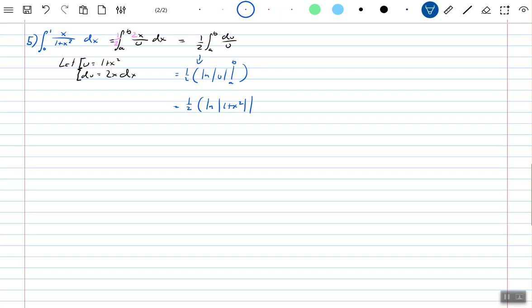But since I'm back in terms of x, u is forgotten. We're back to our original limits, 0 to 1, and then this is equal to 1/2 times the natural log of the absolute value of 2 minus the natural log of the absolute value of 1, which is equal to 1/2 times the natural log of 2, because that guy is just equal to 0. So my answer is 1/2 the natural log of 2.